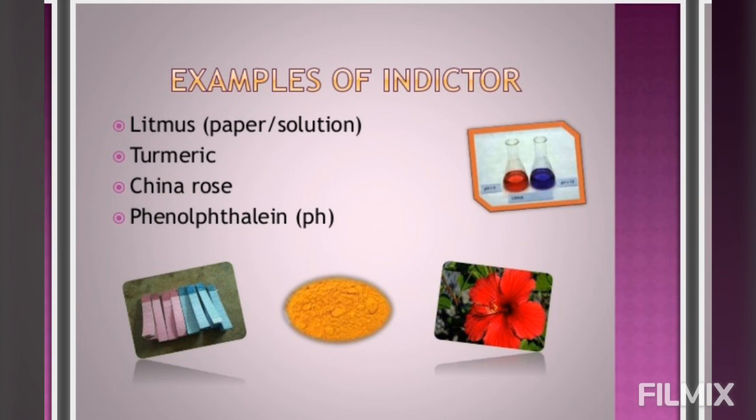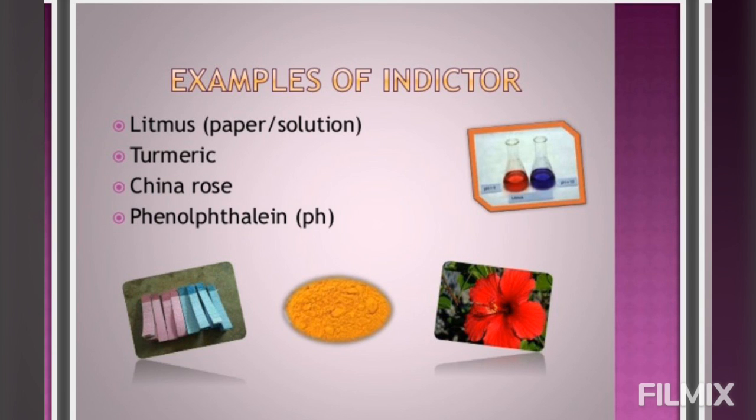So how to overcome this problem? There are special types of substances called indicators which are used to know the chemical nature of a substance. So what are these indicators? These indicators are the substances that are used to test the acidic or the basic nature of a substance.